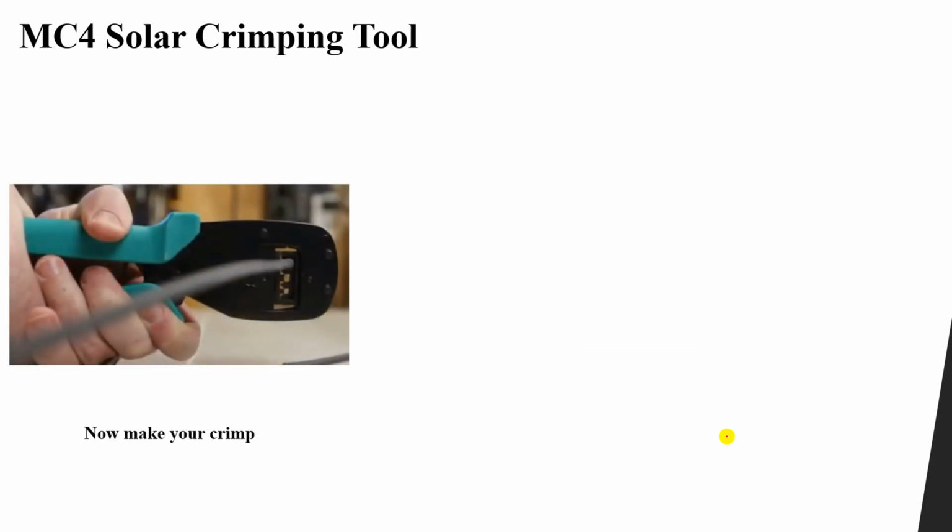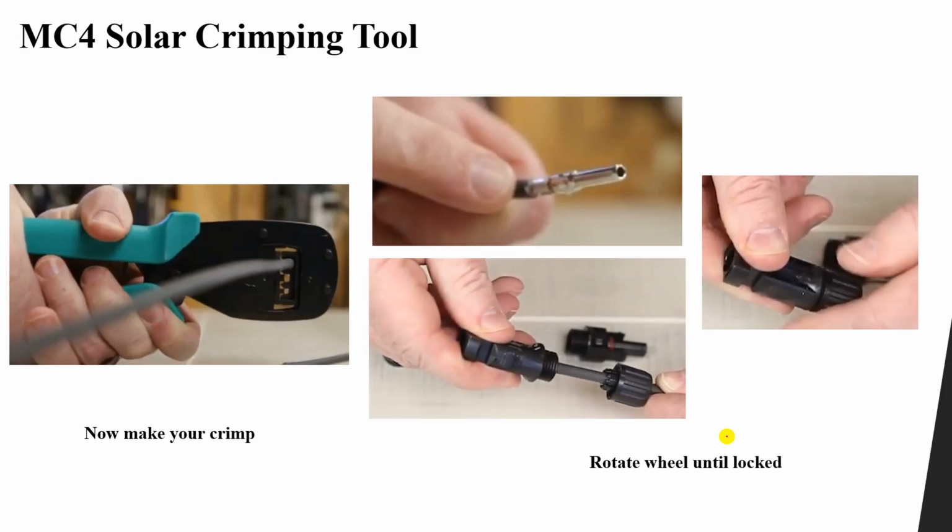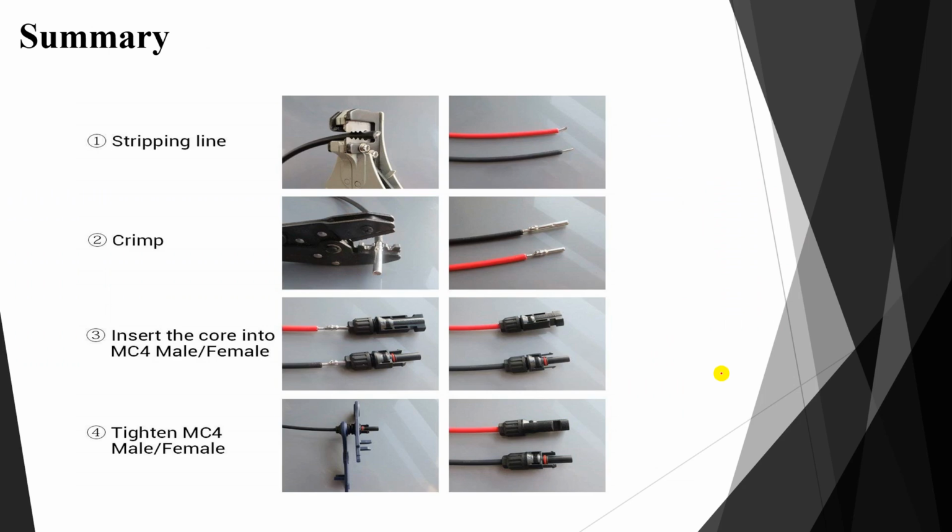Then we are going to make the crimp, and then we will have something like this. Then I'm going to add it to the male or female. Then I'm going to rotate, and we will have finally the male or female we would like to use. Okay, so in general, here is the summary of the steps, and we will see a video. Don't worry, we will see a video.